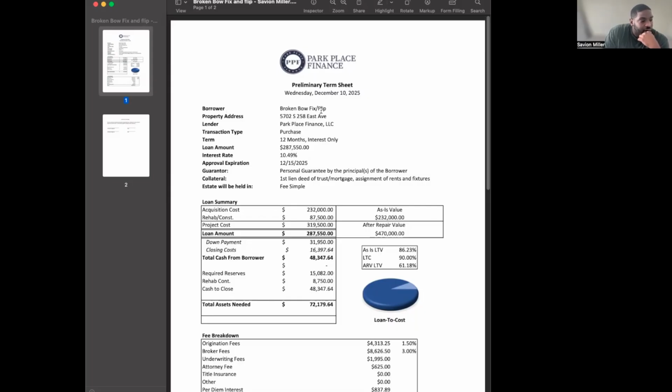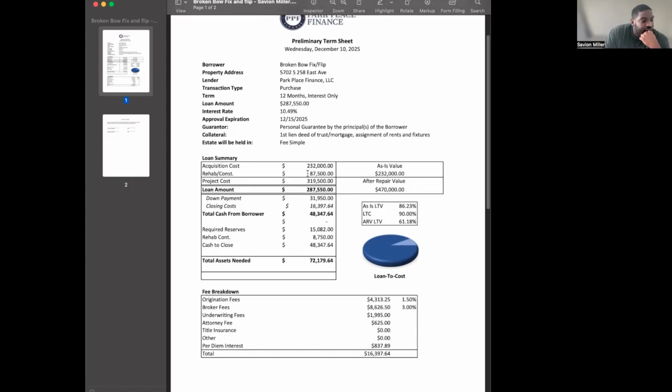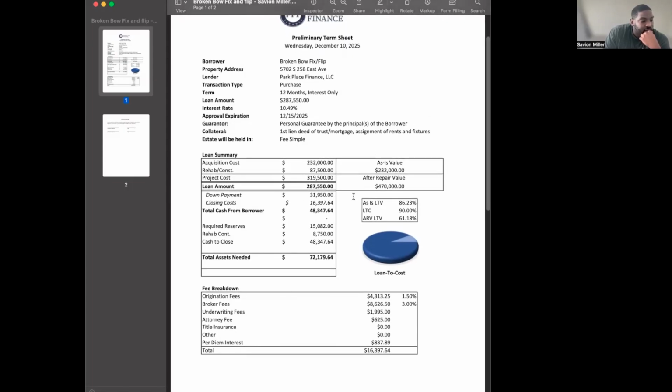Here's same deal, right? So here's the information on the deal, 12-month interest only. So their interest rate, they're at 10.49. So they're a full 100 basis points above what the other term sheet says. So this is just right off the rip. I know the other lenders are doing 9.5. These people are doing 10.49, essentially 10.5. Okay, so then let's look at what their LTC is. LTC, same thing, 90%.